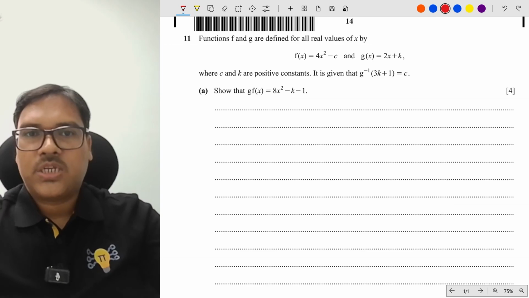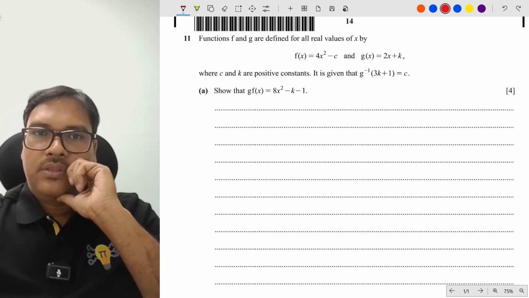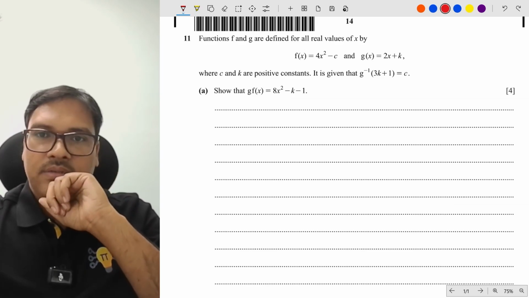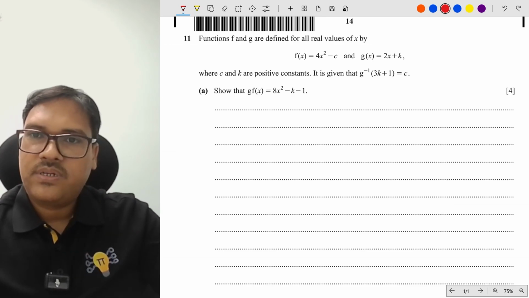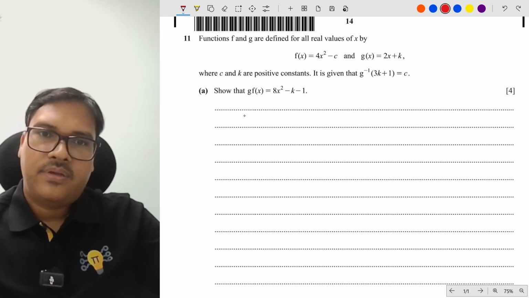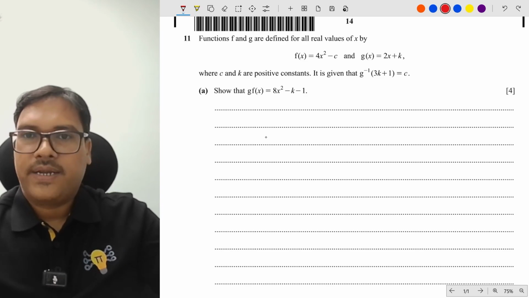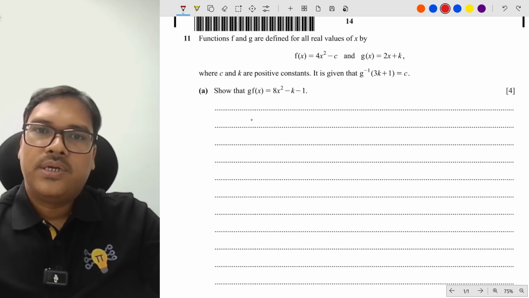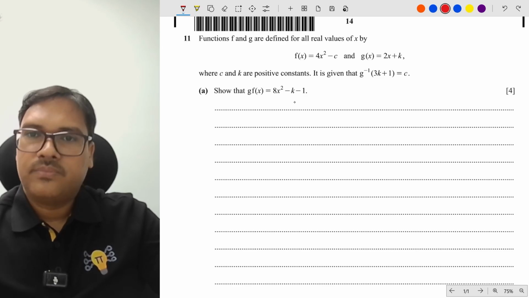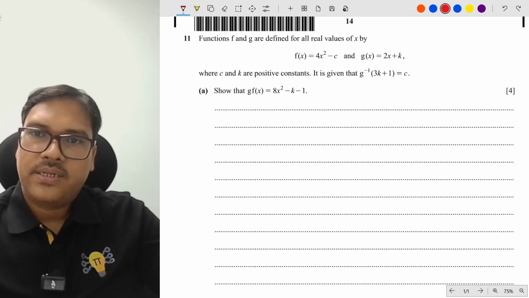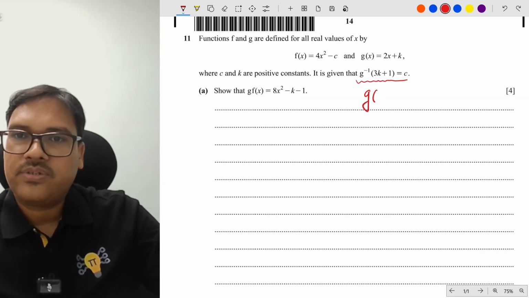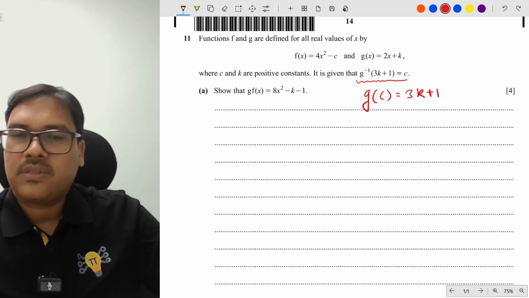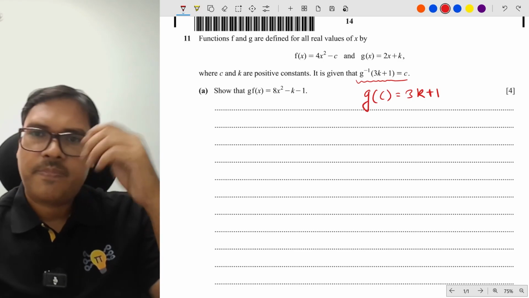Okay, now the next question. The question is, functions f and g are defined and it is given that g inverse of 3k plus 1 is c. Show that this, right? So here it is given that g inverse of 3k plus 1 is c. That means the first thing is g of c will be equal to 3k plus 1. That is the basic property of inverse.